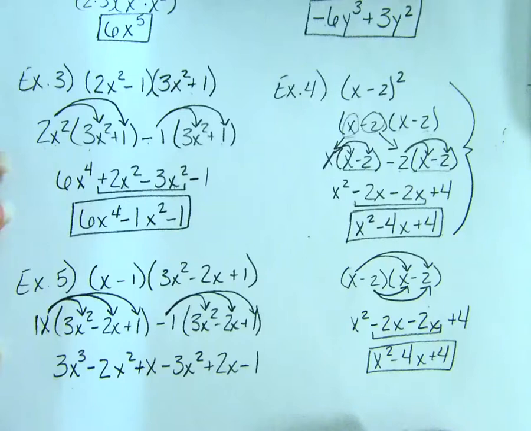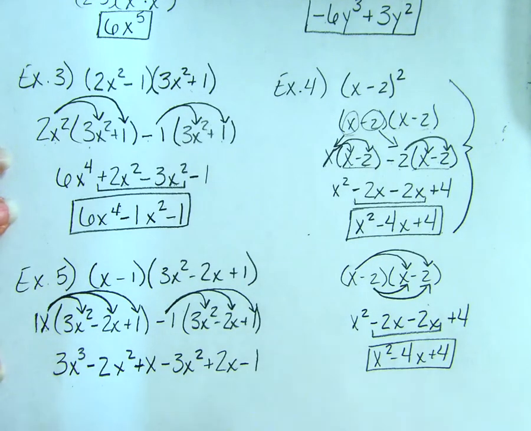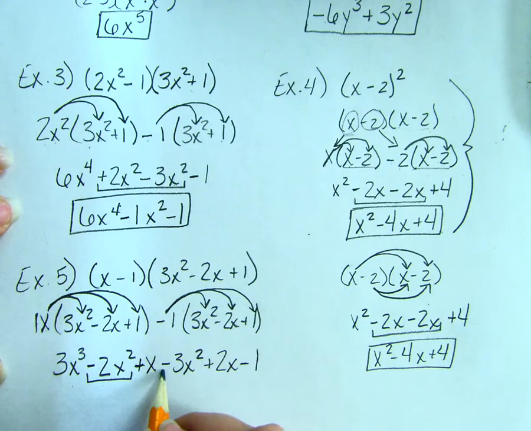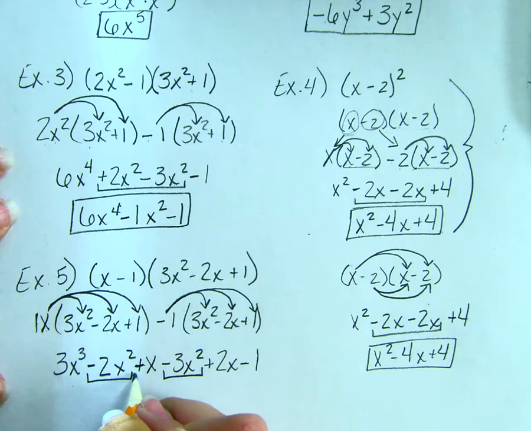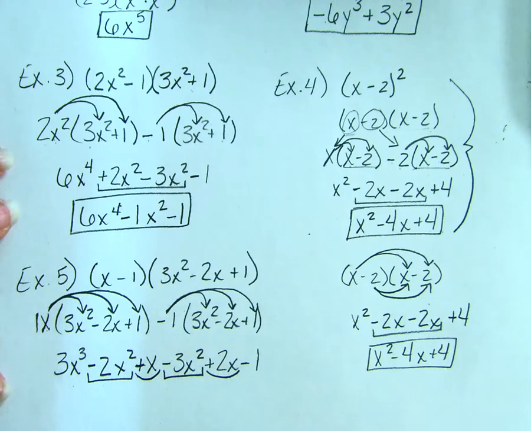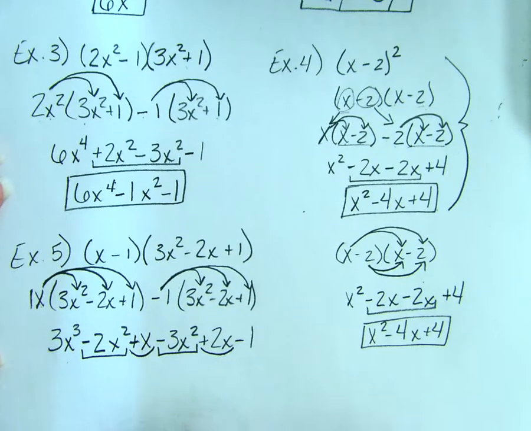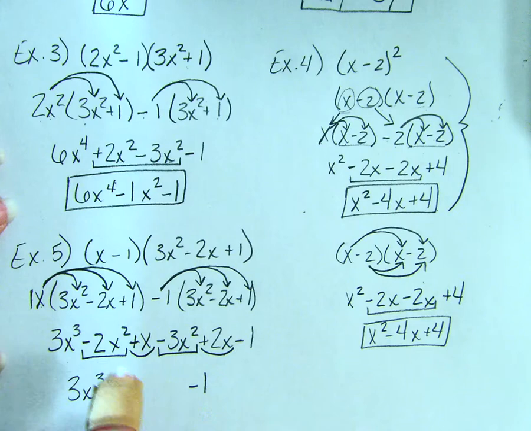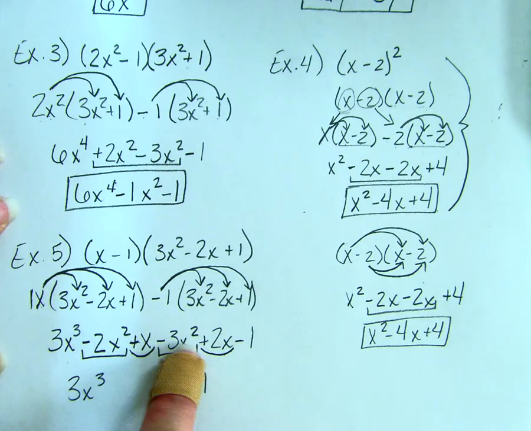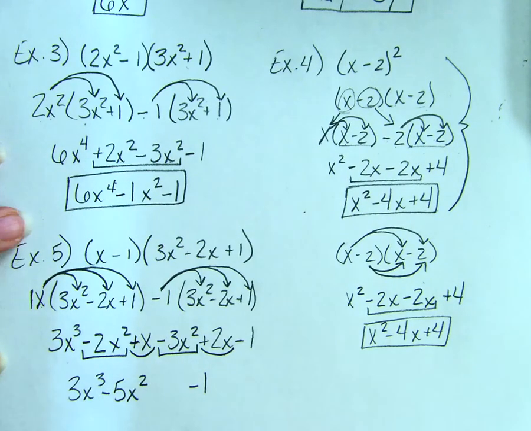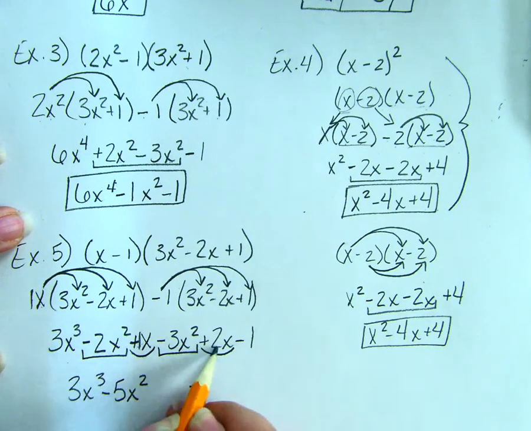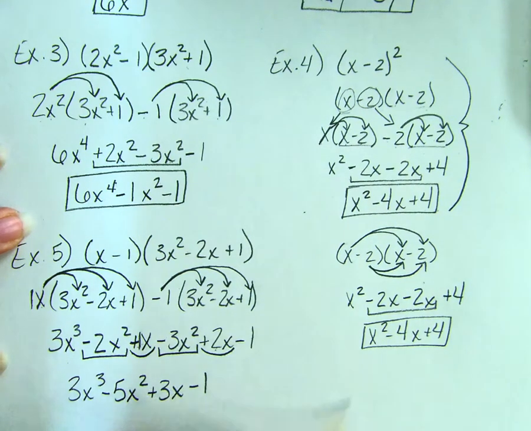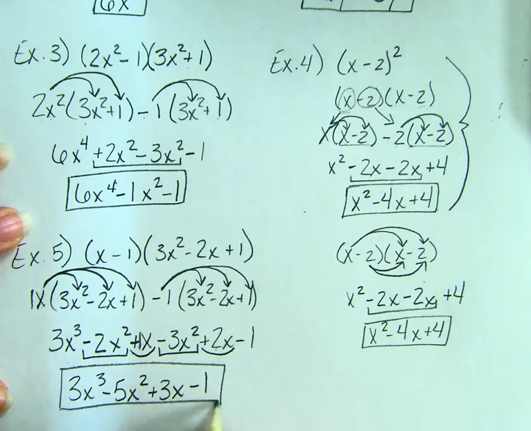Now this time when I go to combine like terms, I notice that I have a couple different sets of like terms. I have negative 2x squared and a negative 3x squared. And then I have a positive x here and a positive 2x here. So I'm going to combine those two different sets of like terms. I'm going to carry down the 3x cubed, and I'm going to carry down that negative 1. Those haven't changed. But then I have negative 2x squared minus 3x squared. Well, negative 2 minus 3 is a negative 5, and I'm going to carry down the x squared. Then I have a positive x plus 2x. Remember, there's like a 1 here. So that's 1 plus 2, which is 3x. And this is the final answer because it's completely simplified.